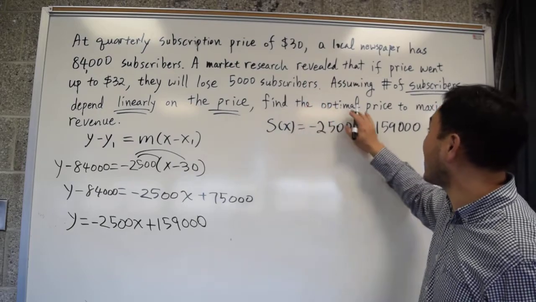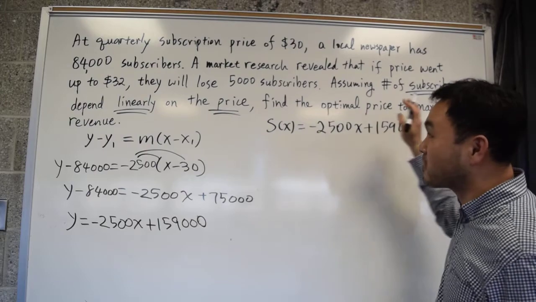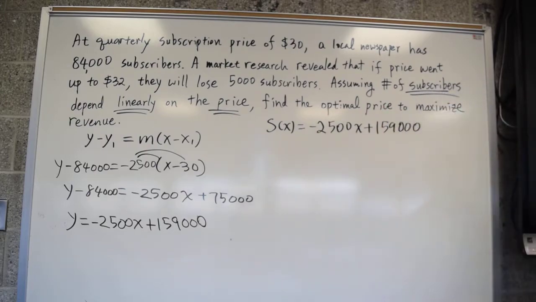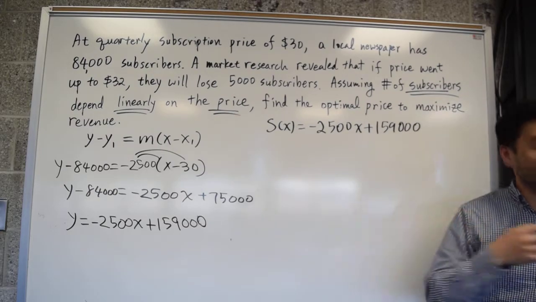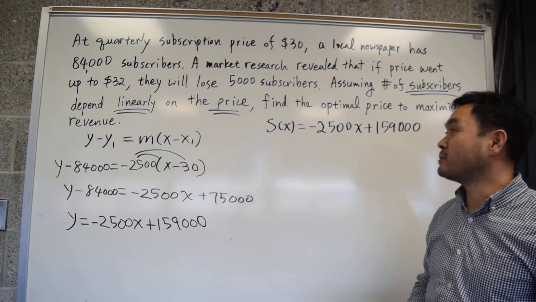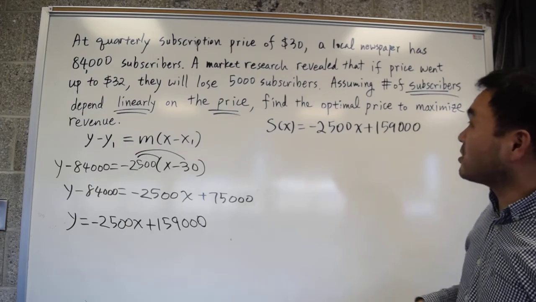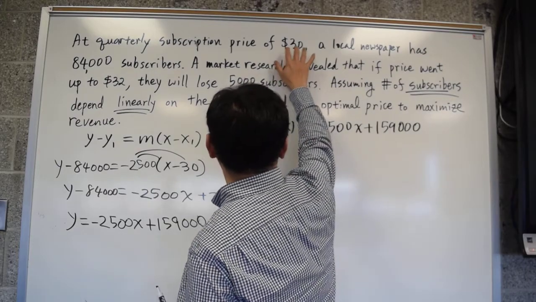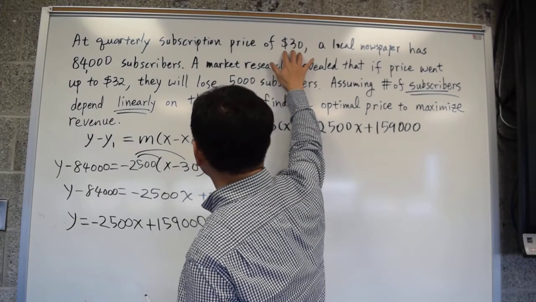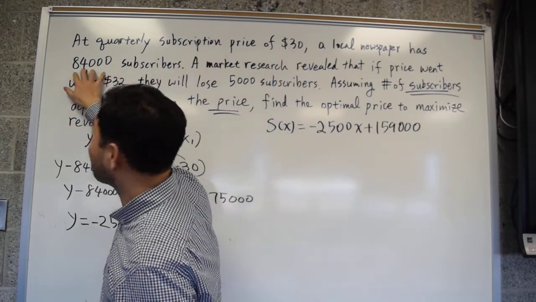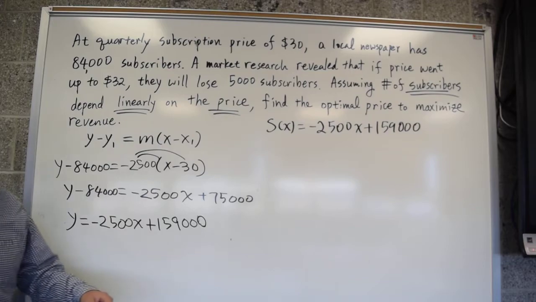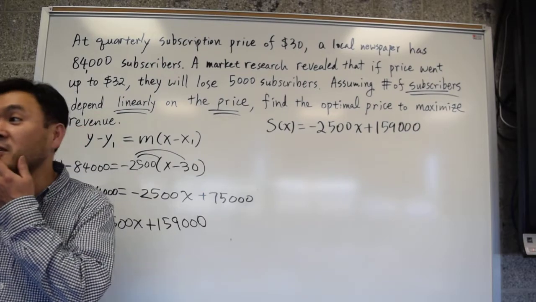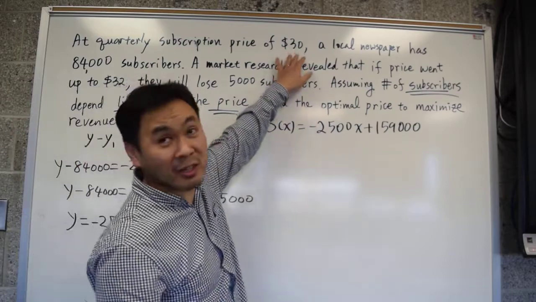It says find the optimal price to maximize revenue. Oh, well, what is revenue? Revenue is how much the company is going to get, the amount of money that the company is going to get. So you can think of it like this. If you're getting $30 per quarterly subscription and 84,000 people signed up, how much money does the company earn? 84,000 times 30, right? You multiply it.